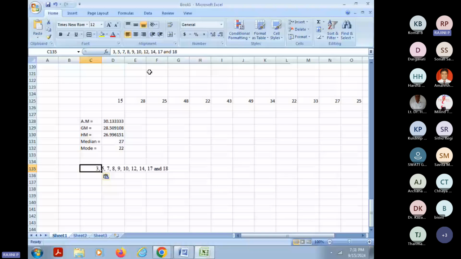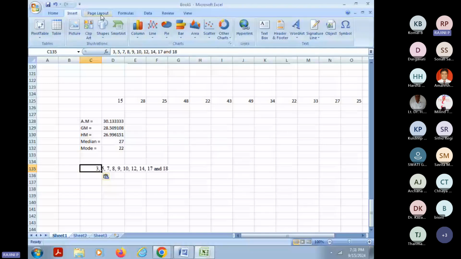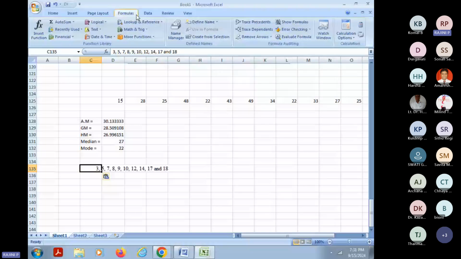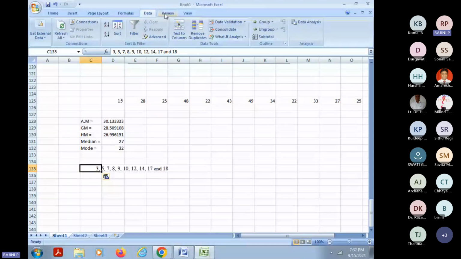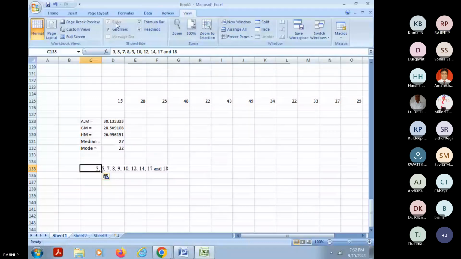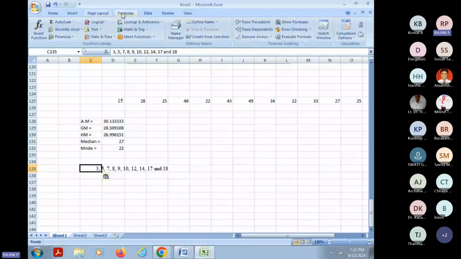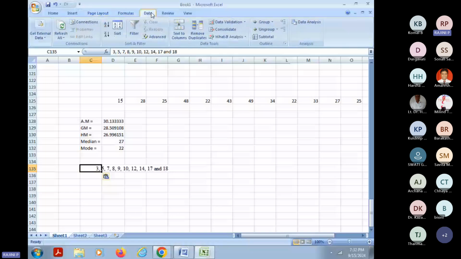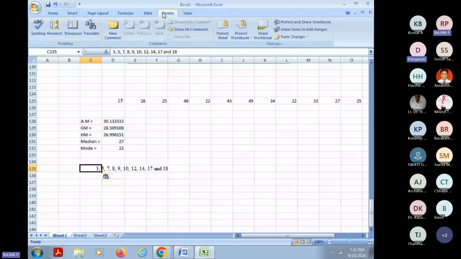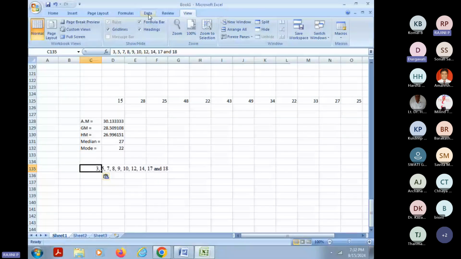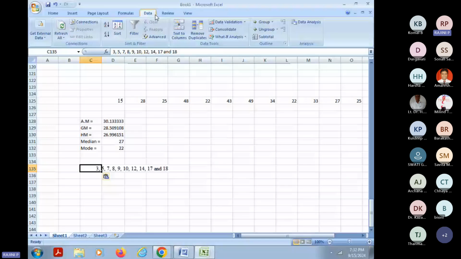Okay, text to columns, that is really good. But where do you find text to columns, in which tab? Check this: home, insert, page layout, formulas, data, review, view. Where did you find text to columns among all the tabs? In data, very good. In the data tab, it is there, text to columns. So in the data tab, we are finding text to columns.